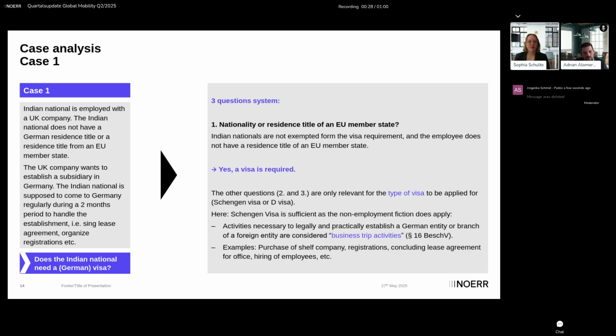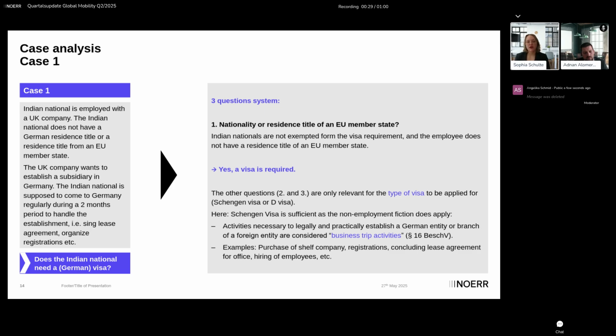And the next step would be to see what kind of visa he is required to apply for. Will a Schengen visa suffice, or is it necessary to apply for a D visa? A Schengen visa in this case is sufficient as one of the non-employment fictions applies. So these activities the employee is supposed to do in Germany are not considered employment under German residence law, because in section 16 of the Beschäftigungsverordnung, in German, the employment ordinance in English, there's an exception, as Adnan already mentioned, for business trip activities, which also includes every activity that is necessary to set up or establish a German entity or branch of a foreign company.